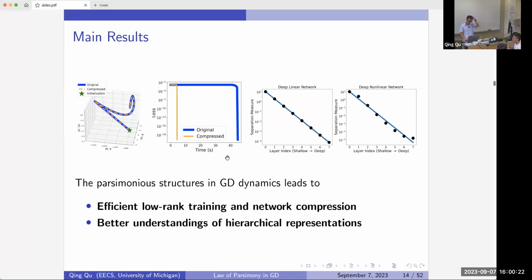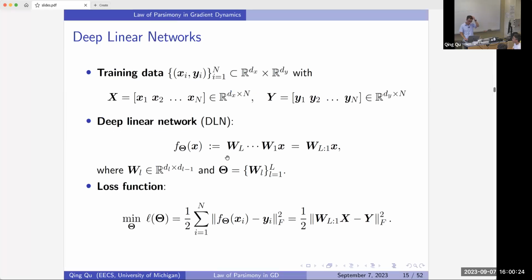So let me introduce the result. Here we are starting with a deep linear network. X is the input, Y is our labels. And as I mentioned, we are training a deep linear network by minimizing some loss, just the least squares loss.